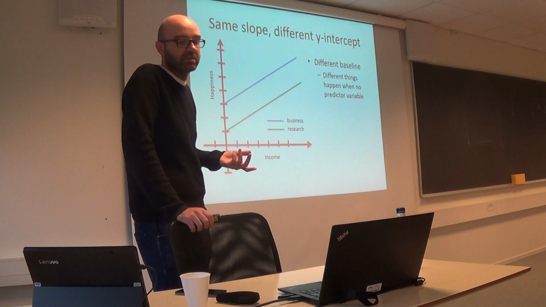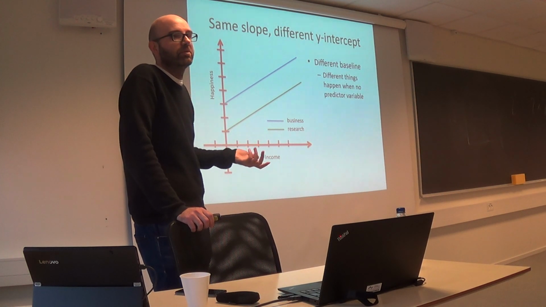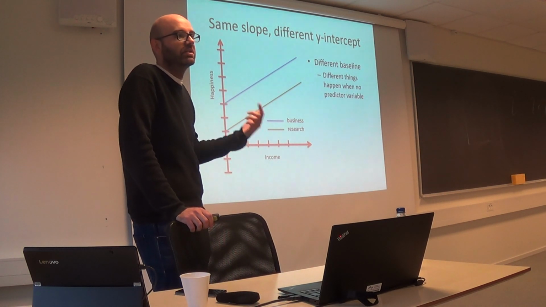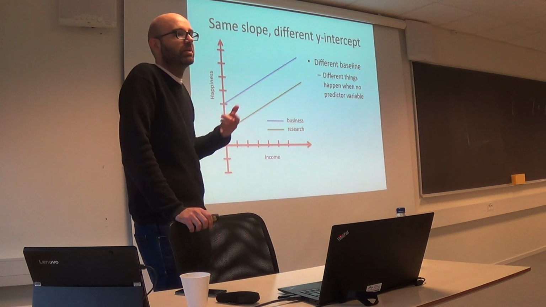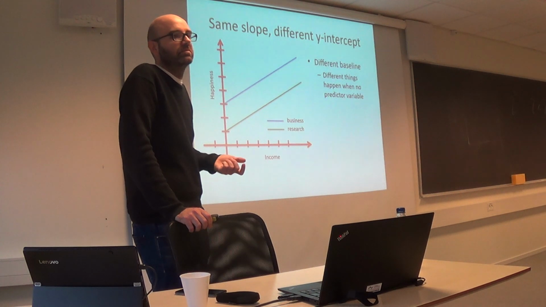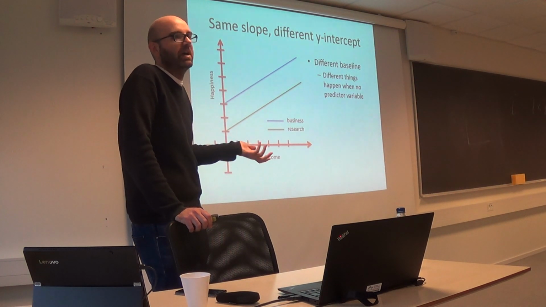What does this mean? Oh, it means that there's the same effect of income on both groups. So that increasing researchers' income makes them just as much more happier as increasing people in industry's income. So that income's not interpreted differently in terms of the happiness that it causes.